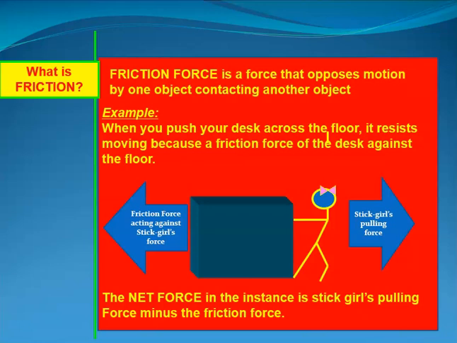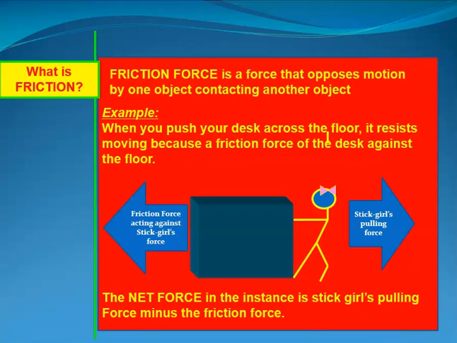Now, does friction force always cause something to stop moving? Not necessarily. When you walk, think about what's happening with your foot against the ground. You're pushing back with your foot as you're walking. But the friction force of the ground is the reactive force that's pushing you forward. That's what causes you to go forward.